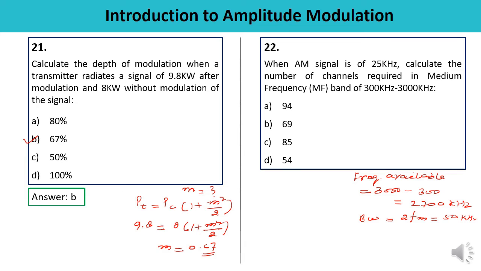So the number of channels which are available, you can calculate, is equal to 2700 kilohertz upon 50, both the units are the same. Simplify it, you will be getting 54. It means the correct answer is D. Very good.